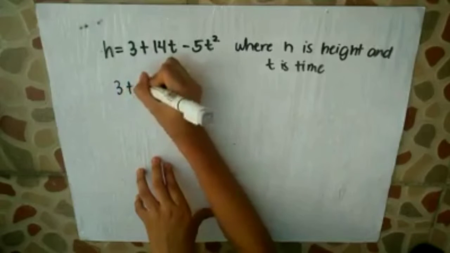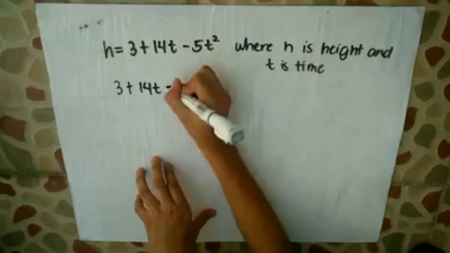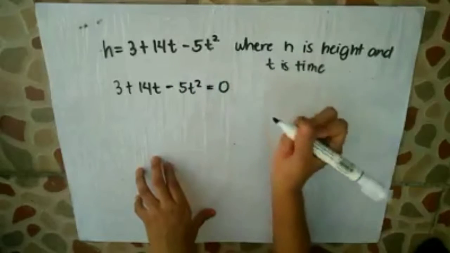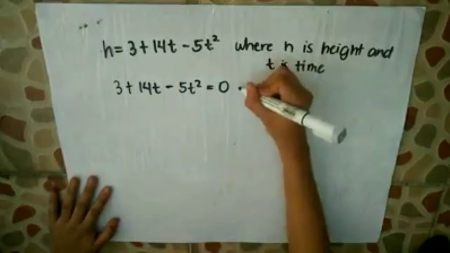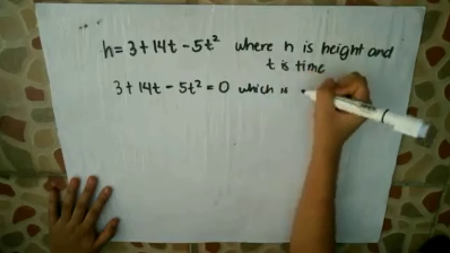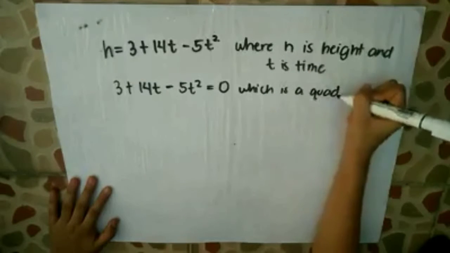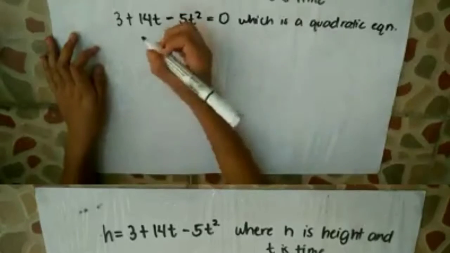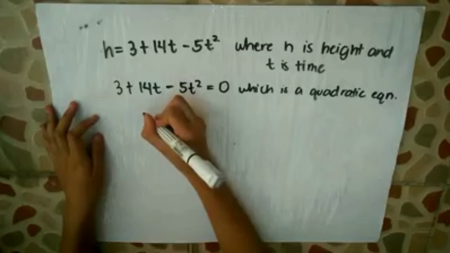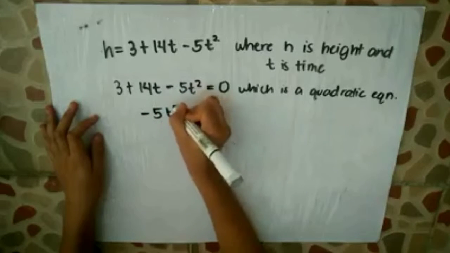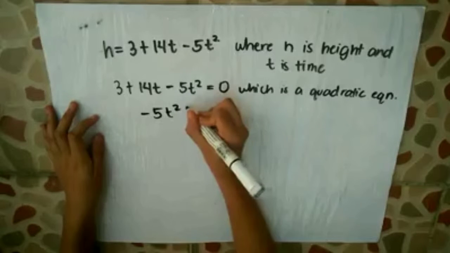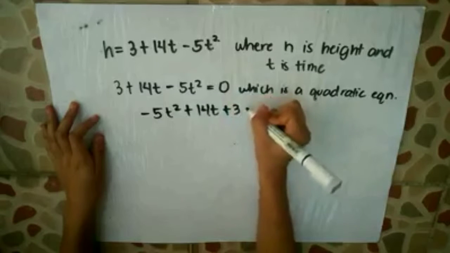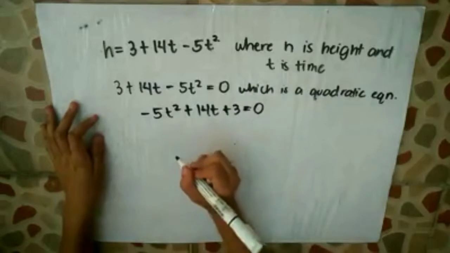So 3 plus 14t minus 5t squared equals 0, which is a quadratic equation. In standard form, it looks like negative 5t squared plus 14t plus 3 equals 0. Let us solve it.